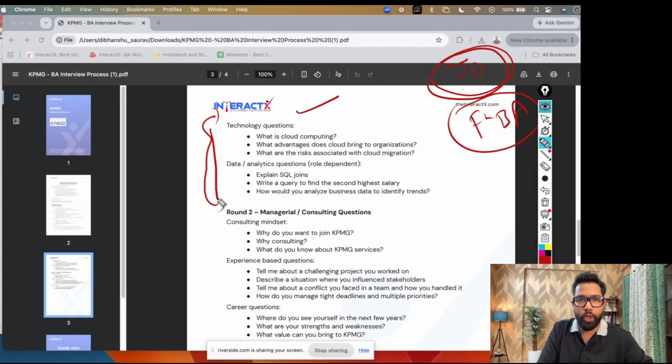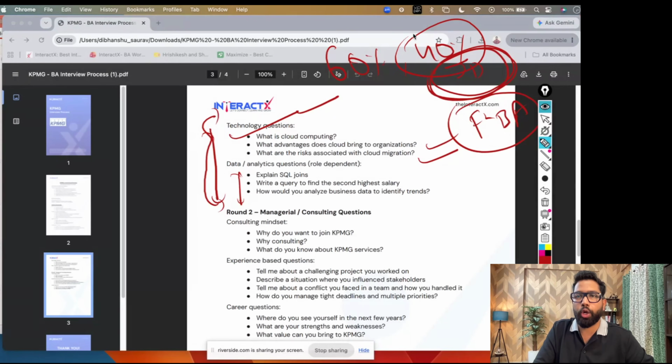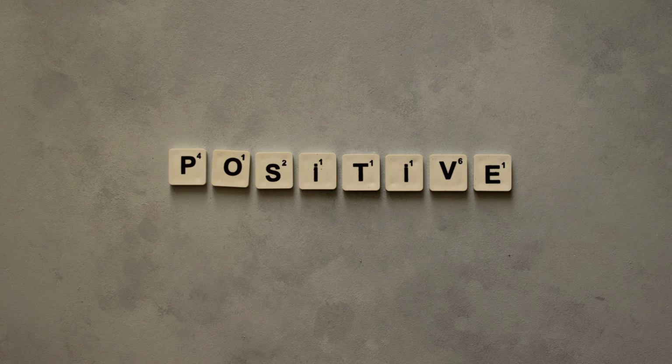So if we go through these, it also covers what is cloud computing, what advantage does cloud bring to an organization, what are the risks associated with cloud migration, and a couple of questions on data and analytics. That is where I said it is important for us to analyze the job description. However, there is also a rule, I call it the 60-40% rule. In case you're not able to respond to those questions being asked in your interview, one of the best ways to justify that is to showcase a positive and a learning attitude.